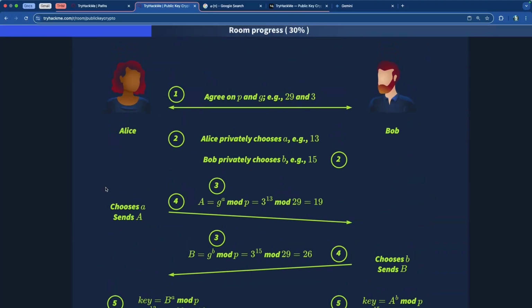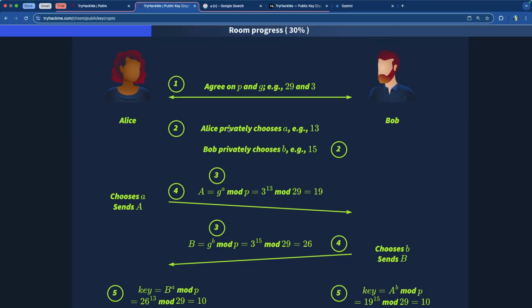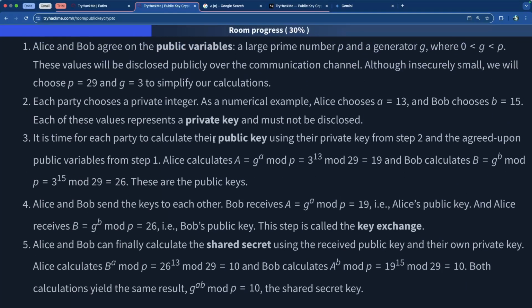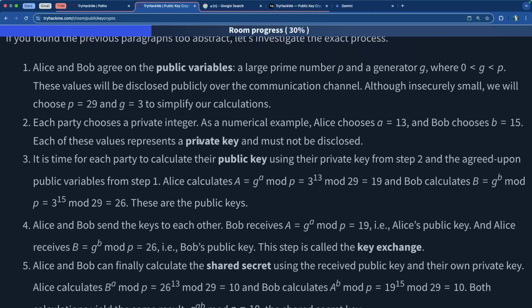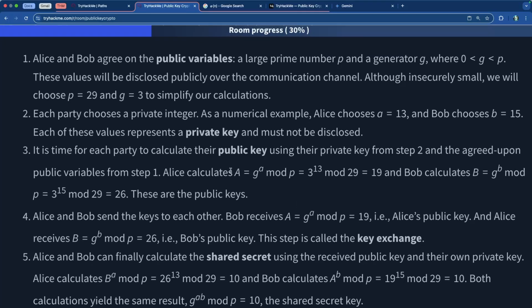This would be the calculation that we would have to go through, right? So P equals 29. So if P equals 29, where is it? We have it right here. So this is the calculation. Calculating for A means G to the power of A mod P, which means what? 3, which in this case would be G, which is what we have right here. So 3 to the power of A, which is 13, which is what Alice selected, right? Alice's A was 13. So G to the power of A would be 3 to the power of 13, okay?